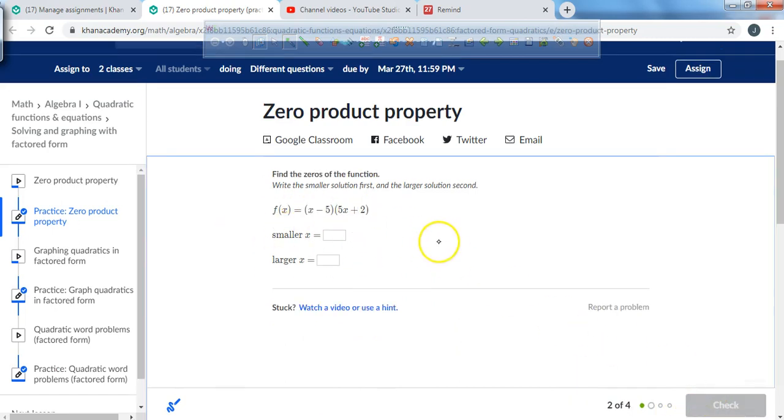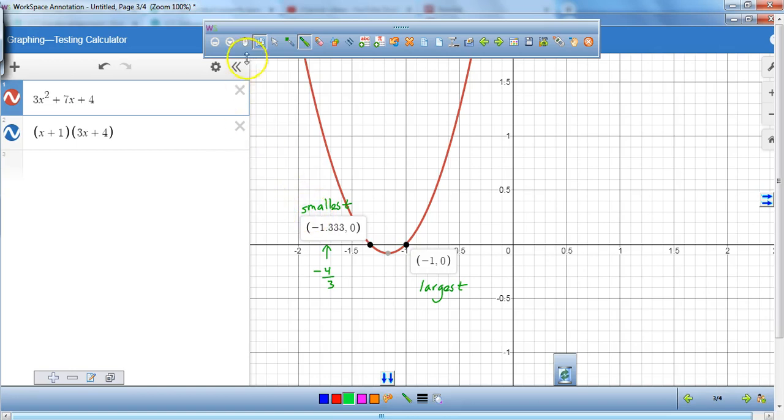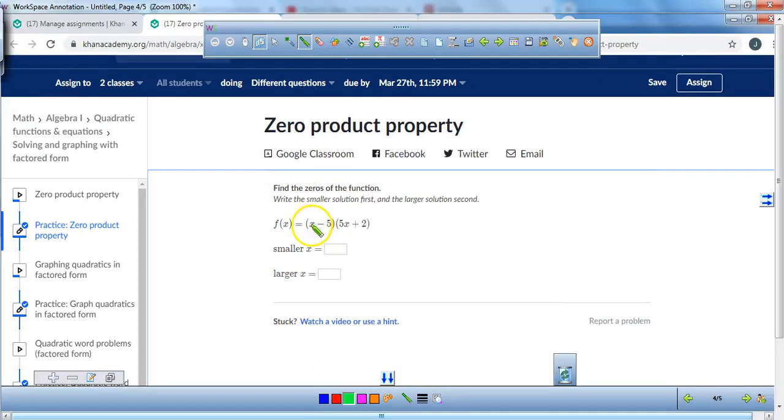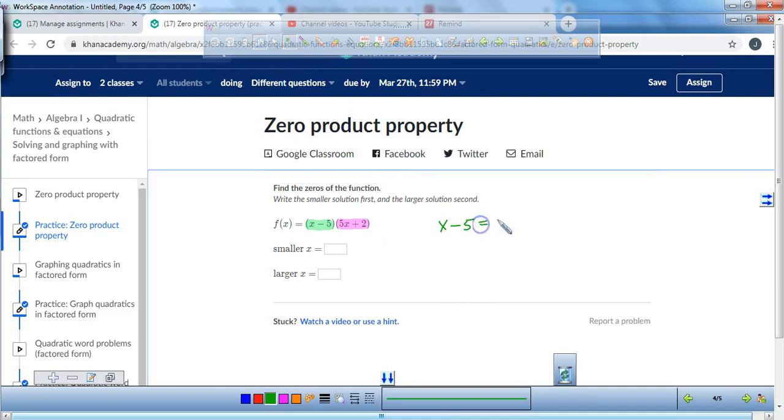So this one we're going to do a little bit faster. What we're going to do is set this equal to 0, and then we're going to set this equal to 0. So the first thing you do is you put x minus 5 equals 0, and over here we're going to write 5x plus 2 equals 0. And what we're finding is the zeros, also known as the x-intercepts. Let's put above this that represents the x-intercepts.